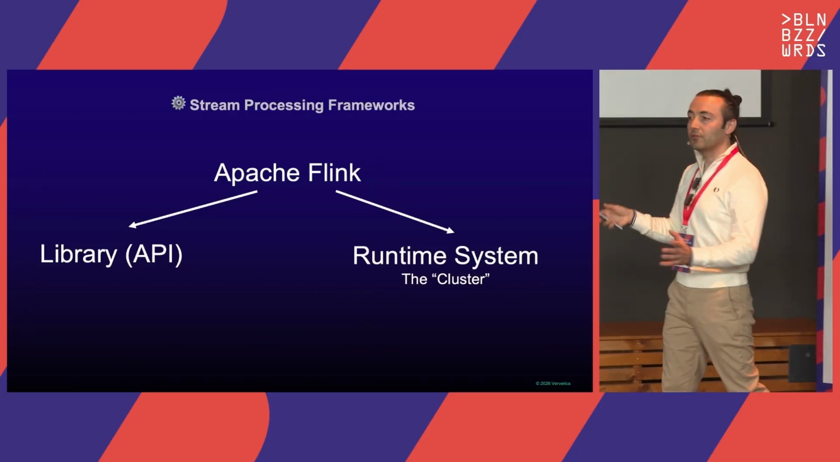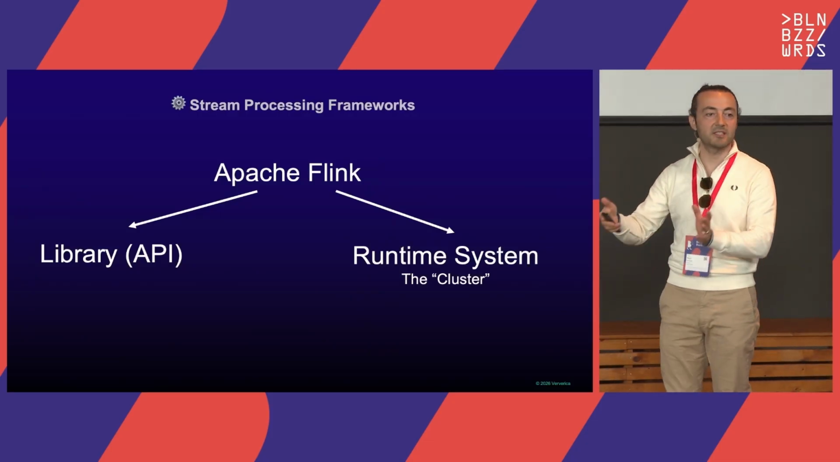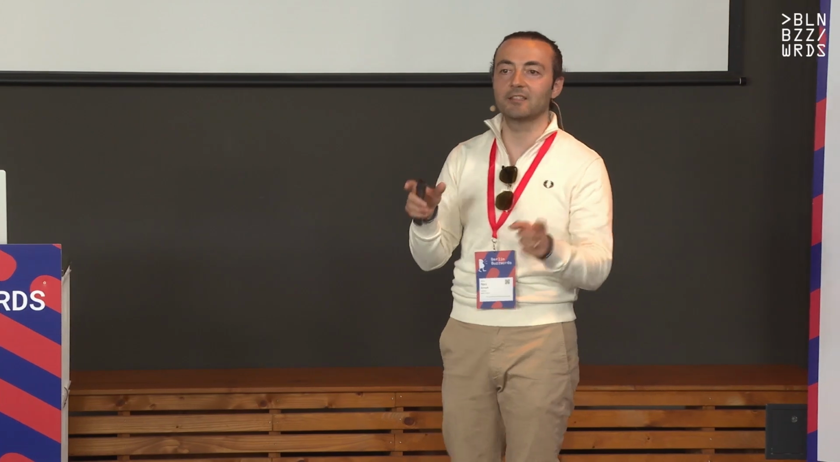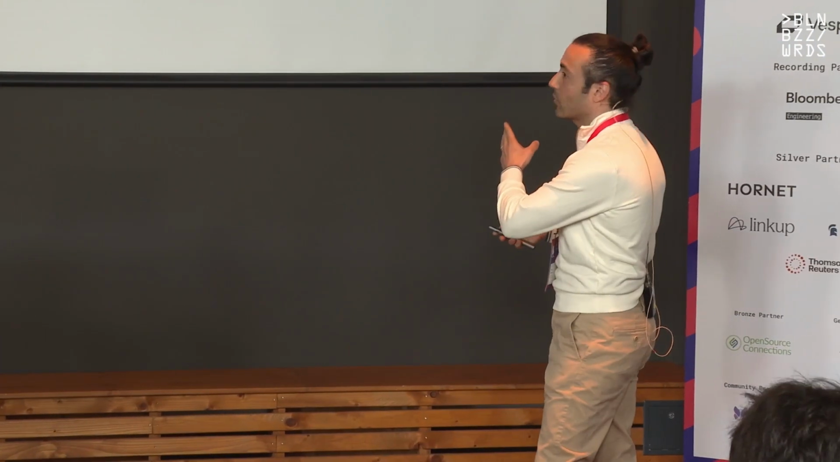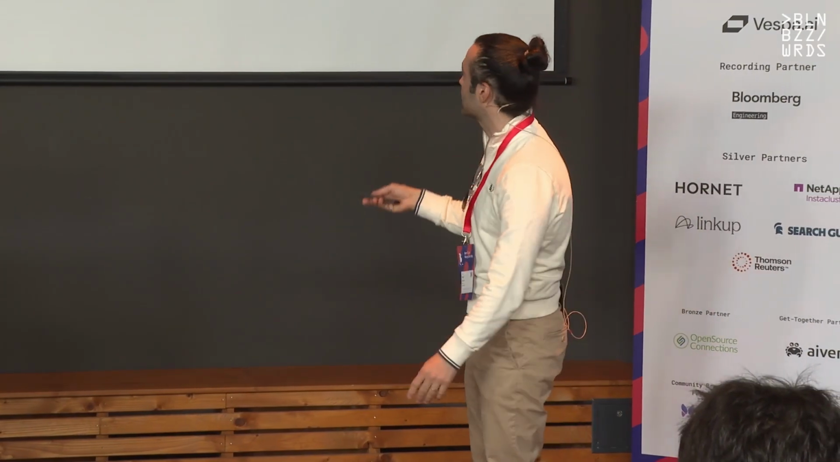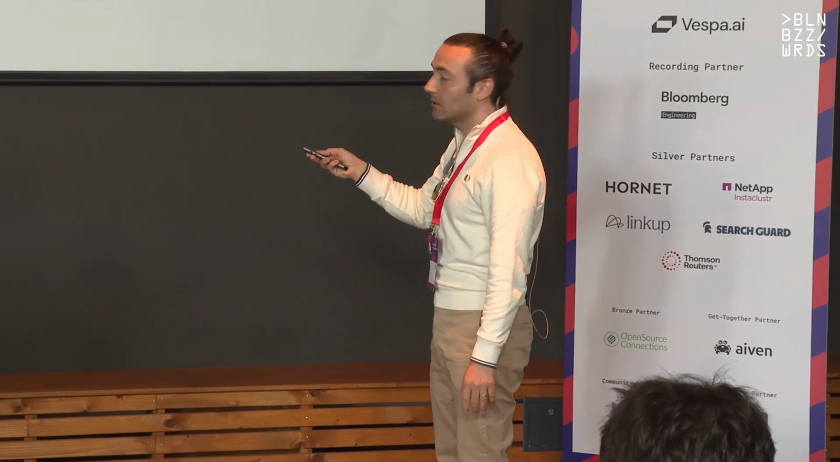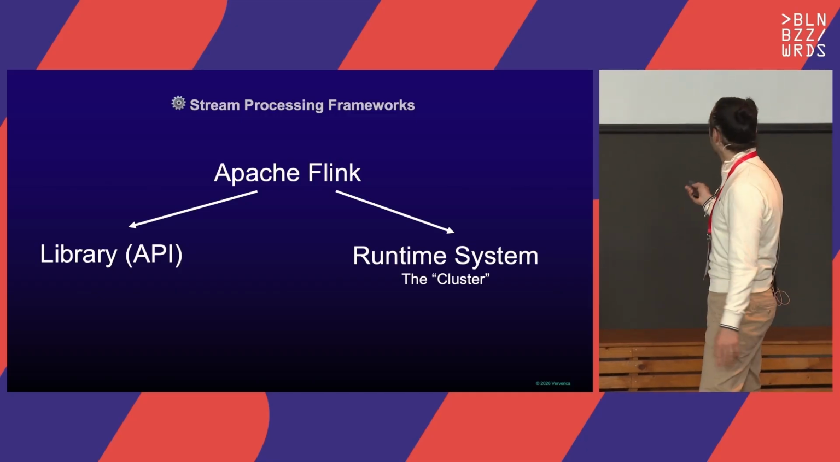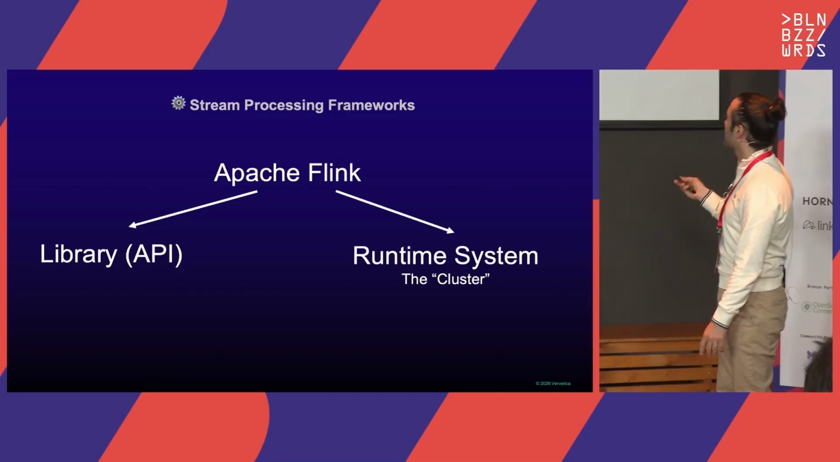Then we are moving towards Apache Flink. Apache Flink is a ground-up stream processing framework. It's built with stream processing, event-by-event processing, and low latency in mind. That's why it's the de facto standard for streaming applications. Flink is a library. It gives you an API to deploy your streaming application, but it is also a runtime by itself.